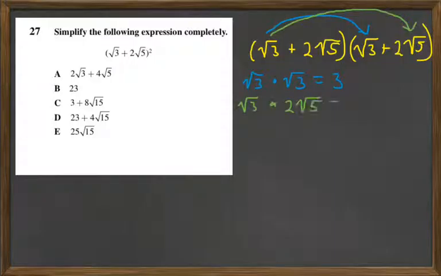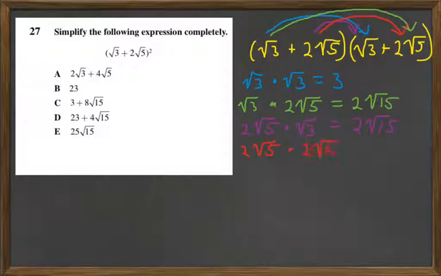And then we have the square root of 3 times 2 times the square root of 5. That ends up being, well, our coefficients: 1 times 2 would be 2, and what's inside the square roots would be 3 times 5, so 2 times the square root of 15. And then next, we have 2 square root of 5 times square root of 3, which ends up being 2 square root of 15.